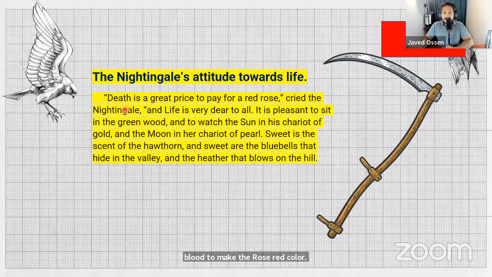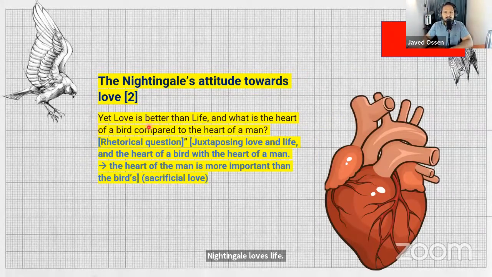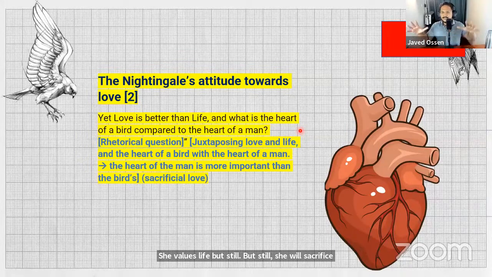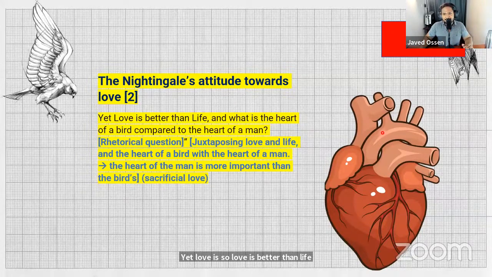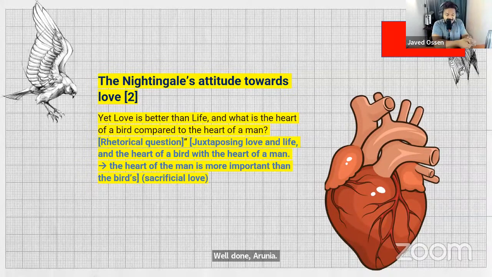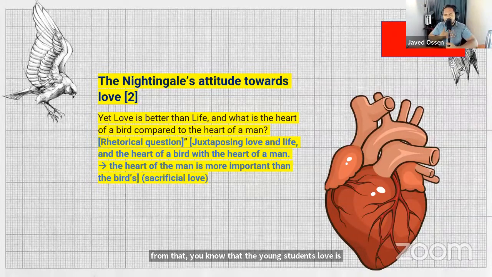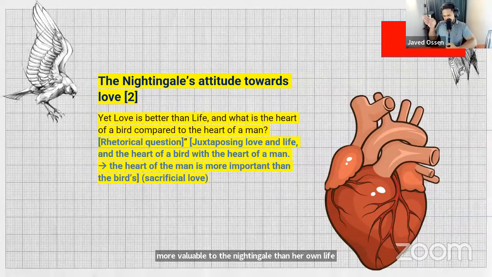So as I was saying, the nightingale loves life, she values life, but still she will sacrifice her life. What is the extract? Memorize this part right now. "Yet love is better than life. And what is a heart of a bird compared to a heart of a man?" Well done, Arunya. Juxtaposition is there. And apart from that, the young student's love is more valuable to the nightingale than her own life. Yet love is better than life. And what is a heart of a bird compared to a heart of a man? That is a juxtaposition.